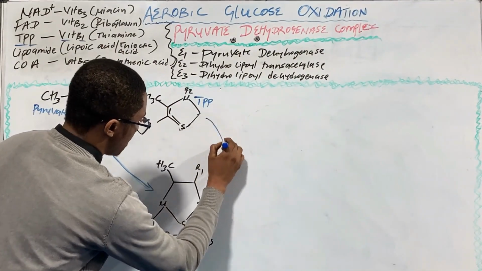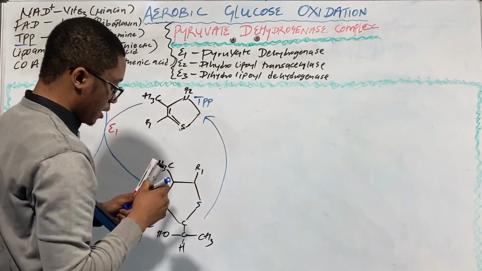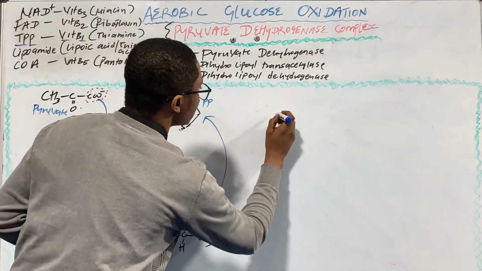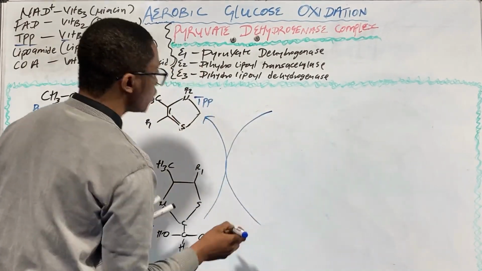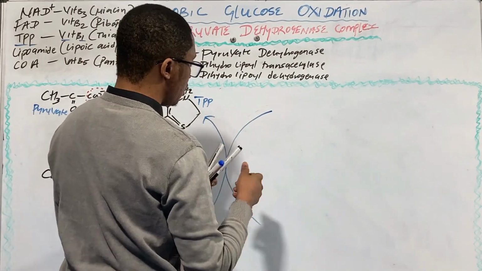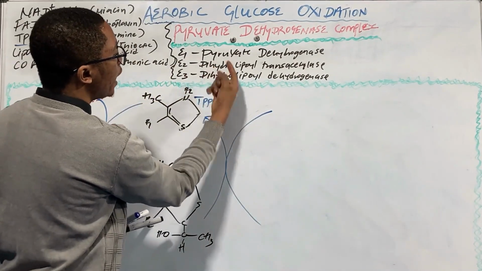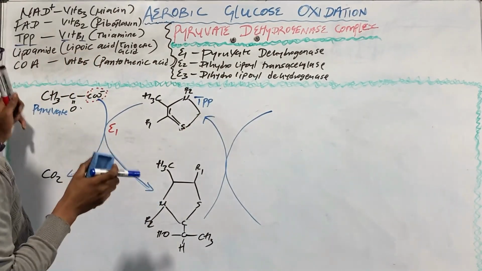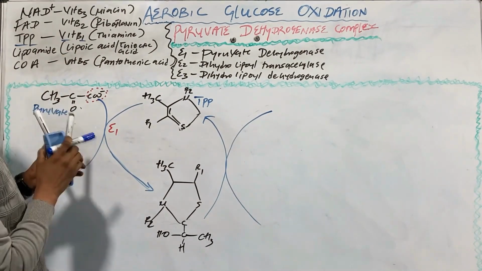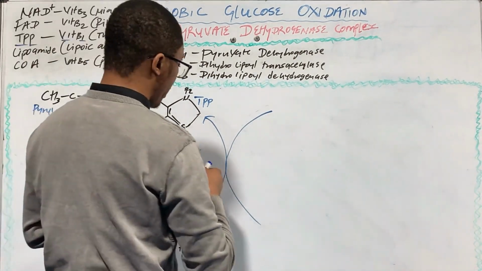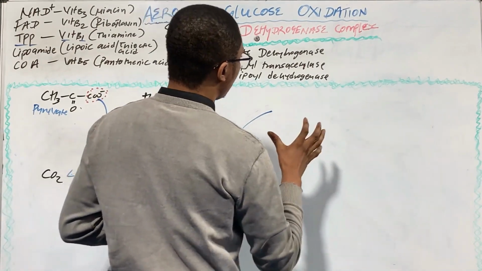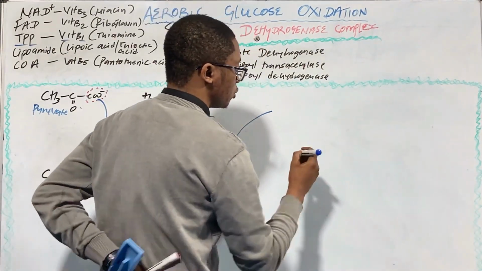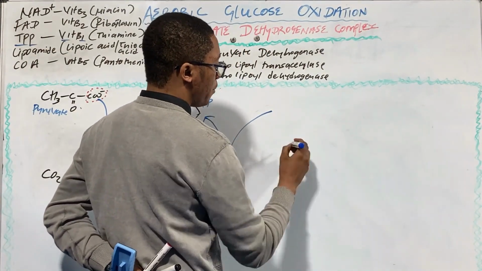All right, so the next step is catalyzed by enzyme 2. So enzyme 2 catalyzes the next step. This enzyme 2 is dihydrolipoyl transacetylase. This enzyme is linked with lipoamide. So now let's draw the structure of lipoamide so we understand what is really happening. Let's just draw a little structure of lipoamide. So this is what lipoamide looks like.